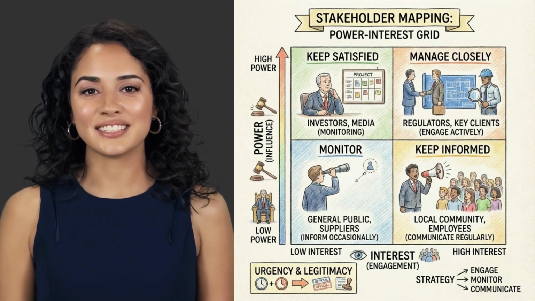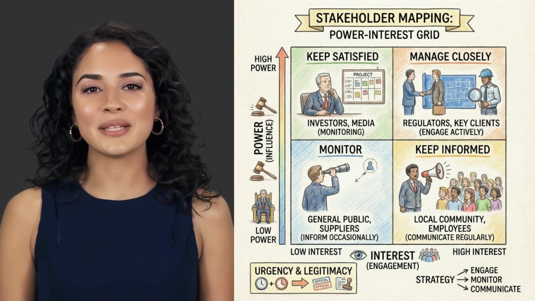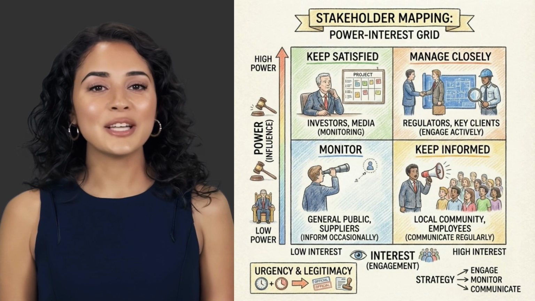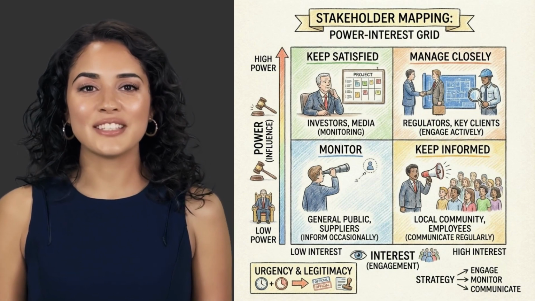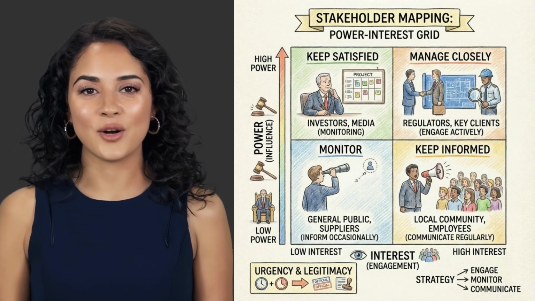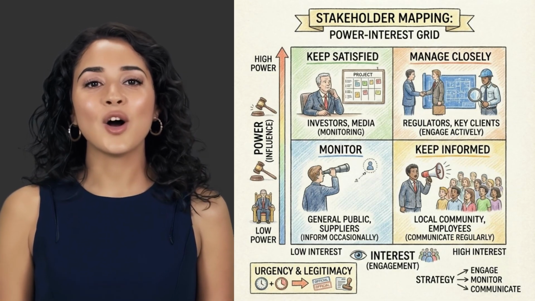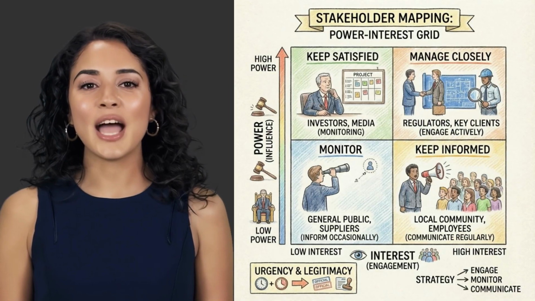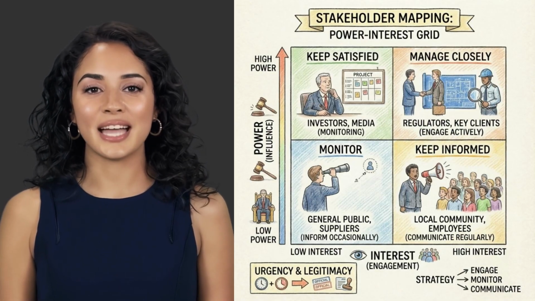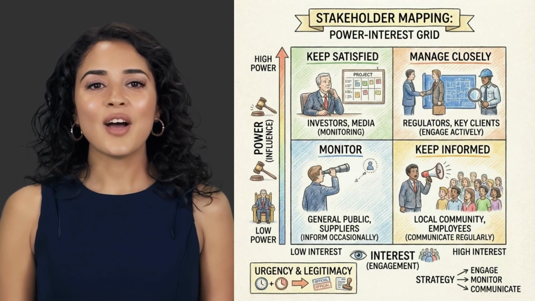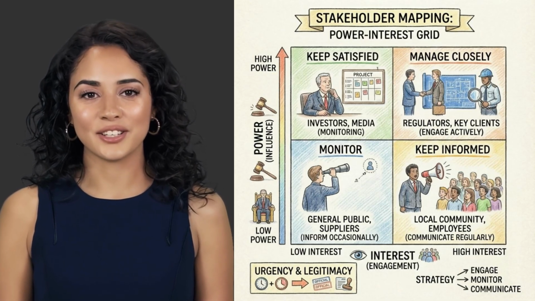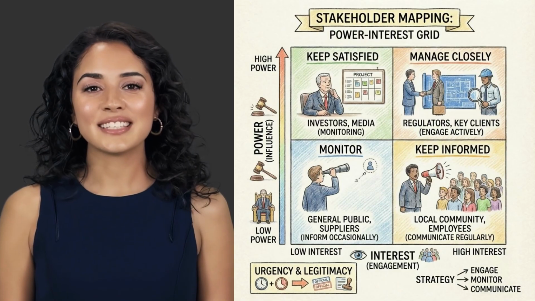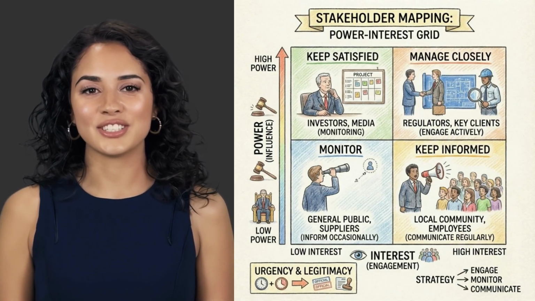To visualize this, we use stakeholder mapping techniques, such as the Power Interest Grid. This tool allows us to categorize stakeholders based on their influence, urgency, and legitimacy, helping us decide who needs to be engaged and managed actively versus who simply needs to be monitored. This categorization is critical for developing strategies that address various perspectives effectively.